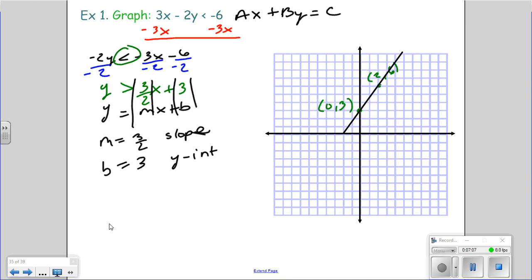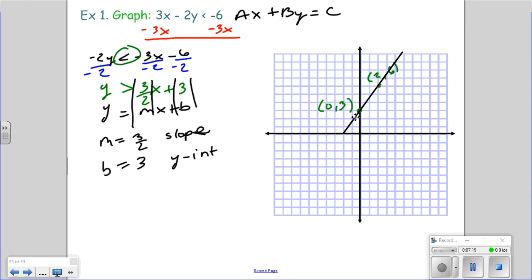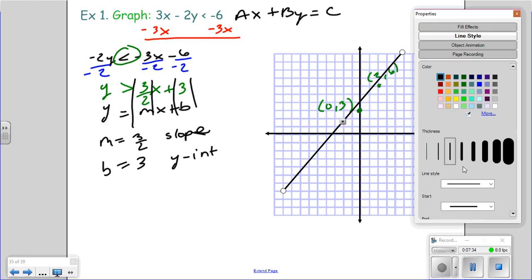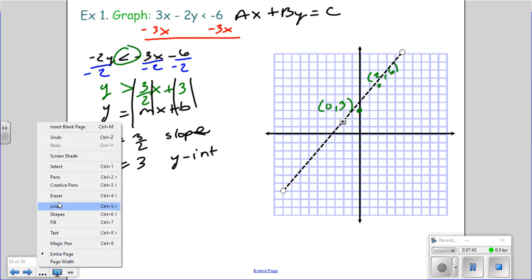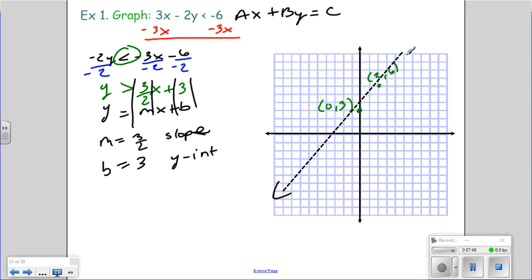And, oops, I'm sorry. Is it supposed to be a dashed line or a solid line? It's supposed to be a dashed line because that equal to bar is not present. So let me change it to a dashed line. And it's a line that continues on forever in all directions because lines are unstoppable. So let's add our arrows.